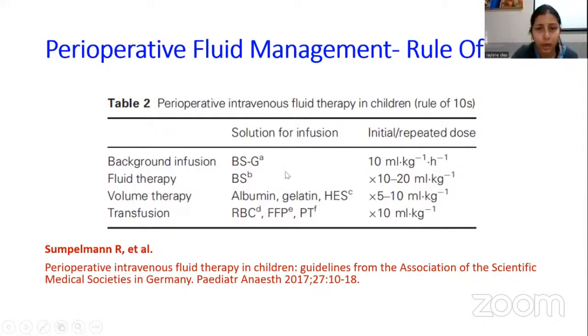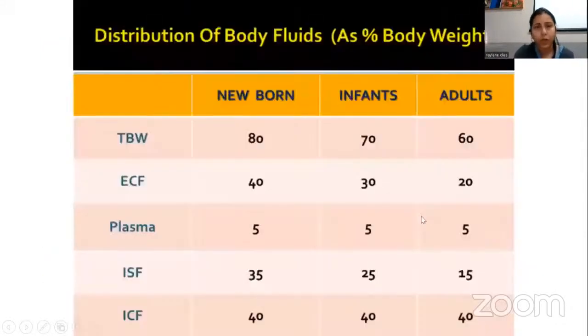Now, if you need fluid therapy over and above this, then you add a second fluid, which is going to be only a balanced salt solution without dextrose, and that you give at a rate of 10 to 20 ml per kg. And you vary this rate depending on the need. Then if you need volume therapy over and above this, you can move on to albumin or your colloids at 5 to 10 ml per kg. And if you need blood to be replaced at any time point, you replace it with blood, 10 ml per kg. So now we move on to neonates.